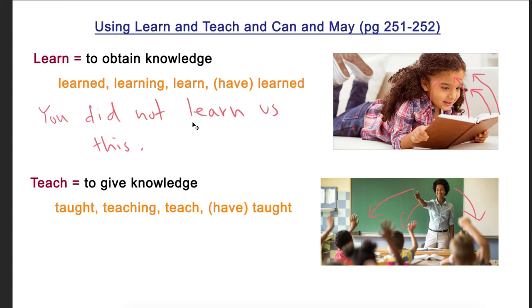So are you saying that I didn't receive knowledge from you guys about this? No, right? You're trying to say that I didn't teach you guys something. I didn't give you guys the knowledge to do something. So you would say you did not teach us this instead of you did not learn us this, because you're not saying that I haven't received knowledge from you. You're trying to tell me that I didn't teach. I didn't give some knowledge to you so that you don't know how to do something.